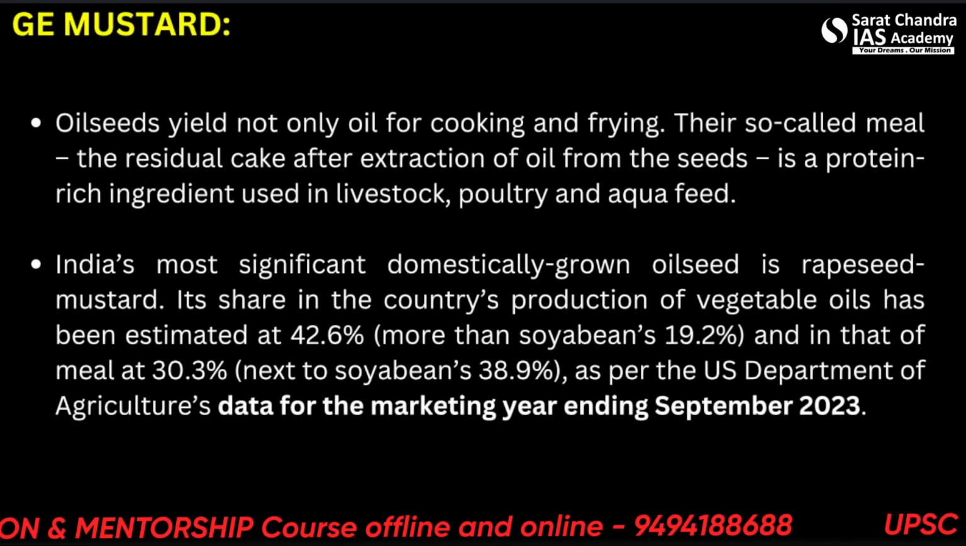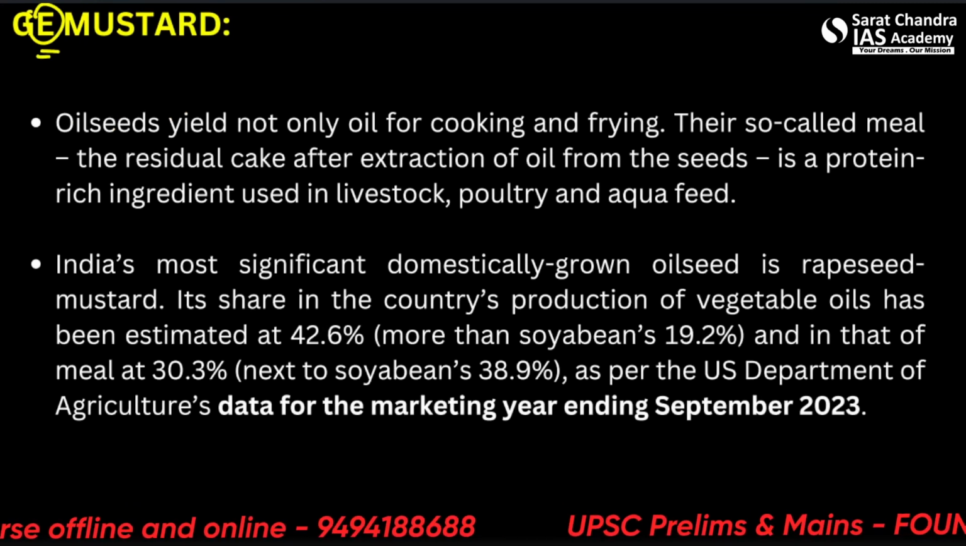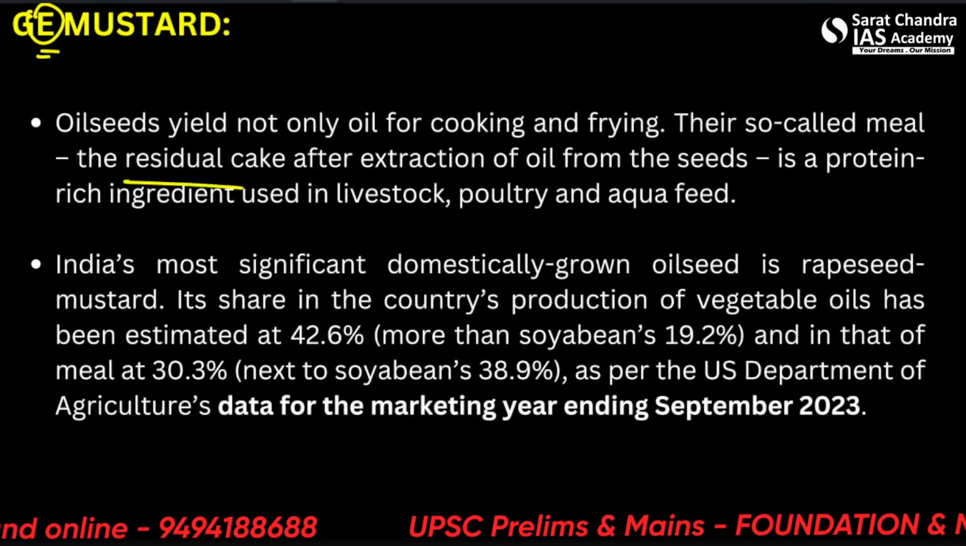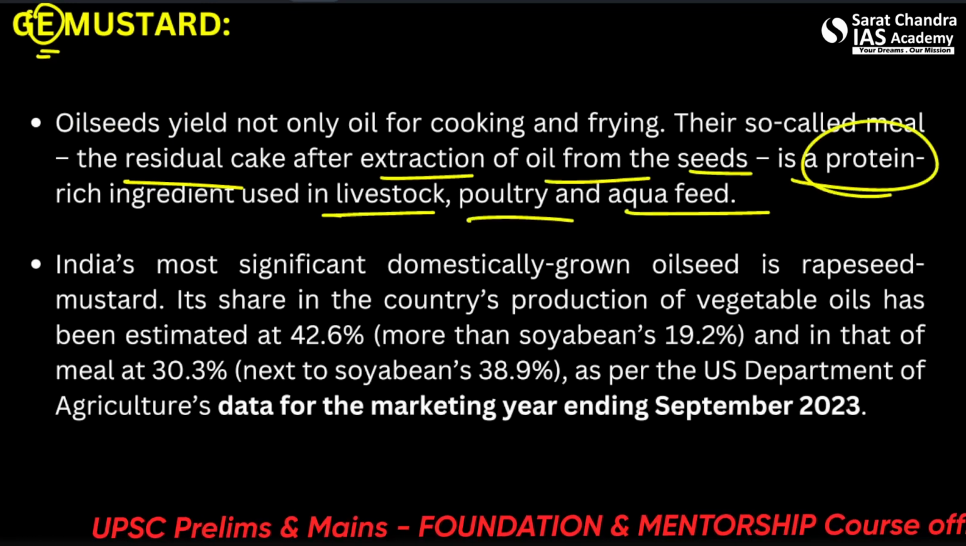So genetically edited mustard, it's not modified. So oilseed yield not only oil for cooking and frying, their so-called meal, the residual cake after extraction of oil from the seeds, is a protein source for the livestock, poultry and aqua feed. So this is very important.